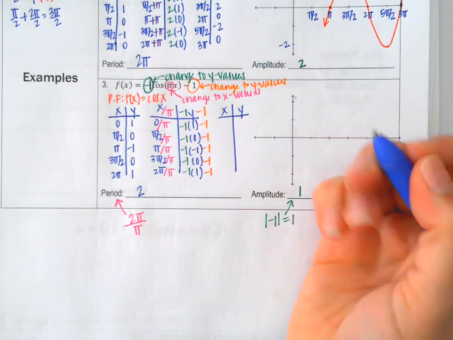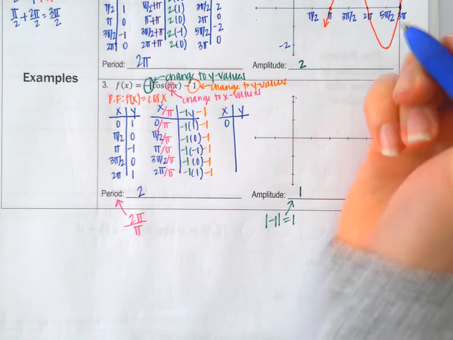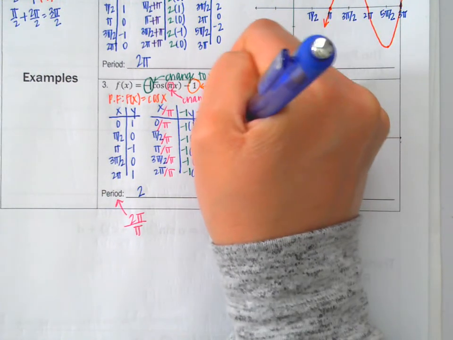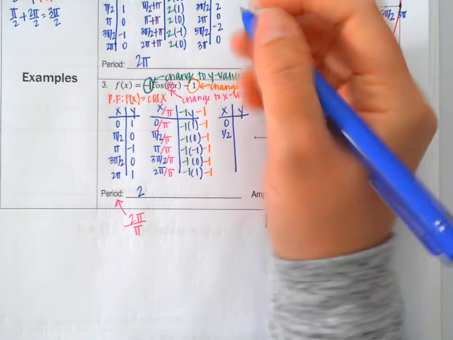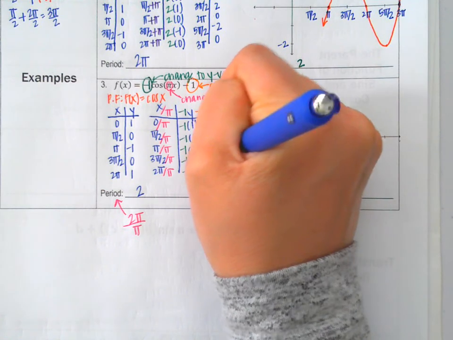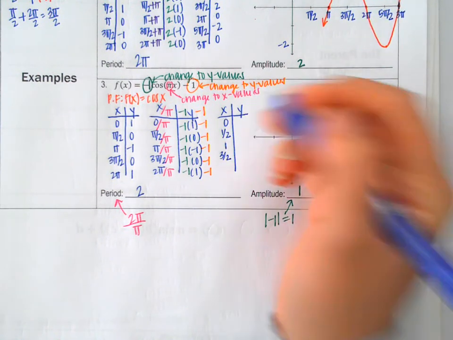0 divided by pi is 0. Pi over 2 divided by pi. Well, the pi's just cancel, and I'm left with 1/2. Pi divided by pi is 1. 3 pi over 2 divided by pi. The pi's cancel. I'm left with 3 over 2. And 2 pi over pi is 2.